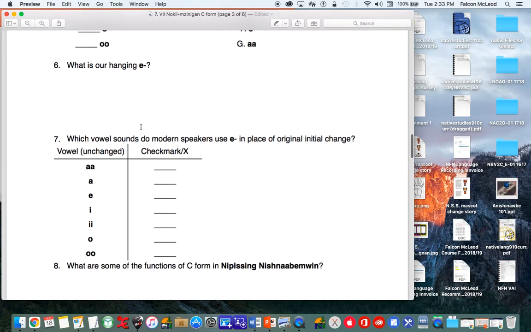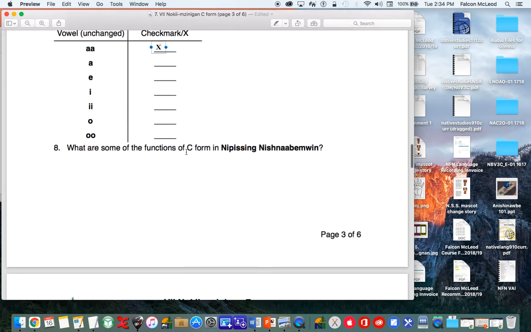Here's an area where we can indicate that. Which vowel sounds do modern speakers use hanging E in place of original initial change? So which ones did we use a hanging E for? I'll answer one here so you guys know. Just put an X or a check mark, whatever have you. So double A we don't get rid of, but we just use a hanging E in its place.